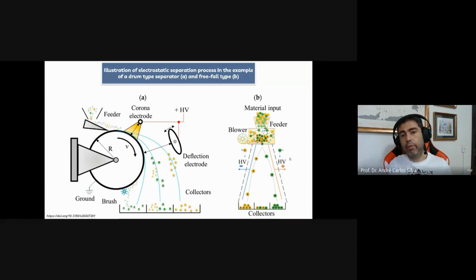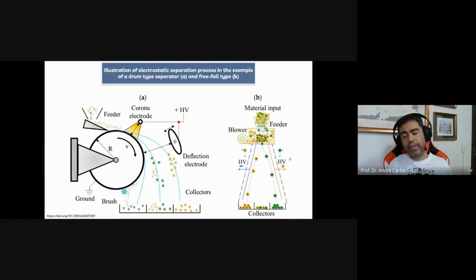And then I have one last electrode in order to remove any electric field that is remaining on our materials. And then if that's the case, I can actually add a scraper or some brushes in order to remove material that sticks to my drum, okay?